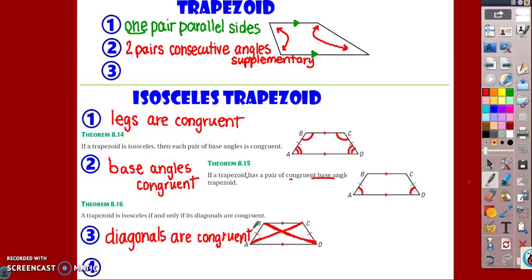Alright, and then number 4, well, it's got the pair of parallel sides, it's got the consecutive angle supplementary, it inherits all the properties of a regular trapezoid. But I haven't even told you what property number 3 is.